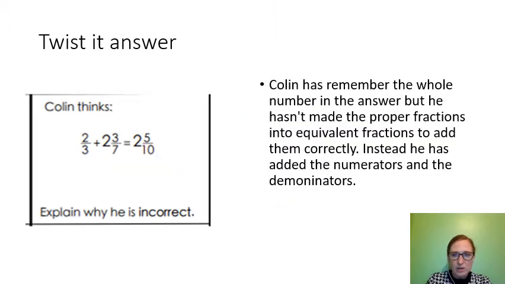In this example, Colin has remembered the whole numbers in the answer, so he's remembered that there's 2 in the second part of the addition, but he hasn't made the proper fractions into equivalent fractions to add them correctly. Remember, they have to have the same denominator to be able to add them correctly. Instead, he's added the numerators. 2 add 3 is 5, and the denominators 3 plus 7 is 10.